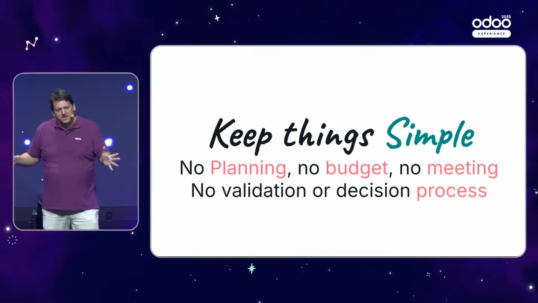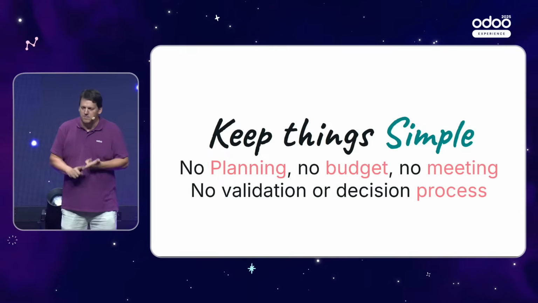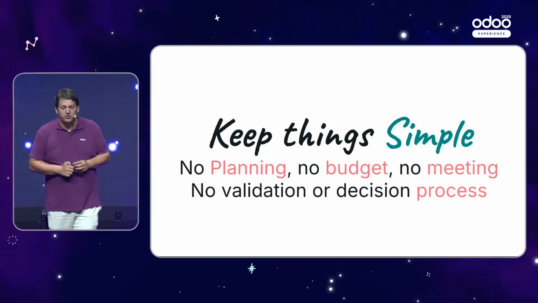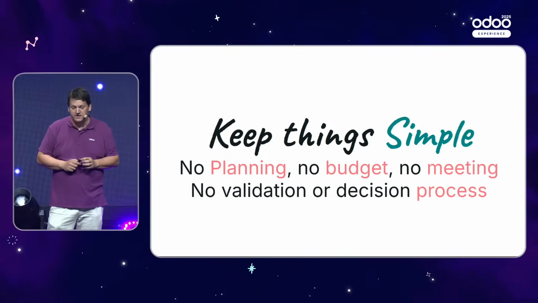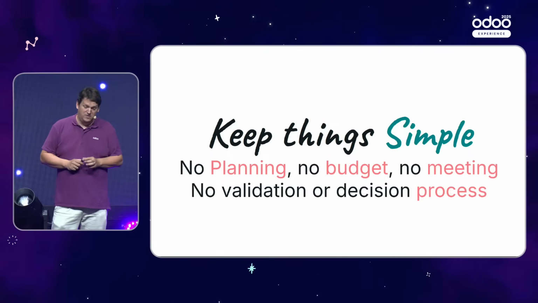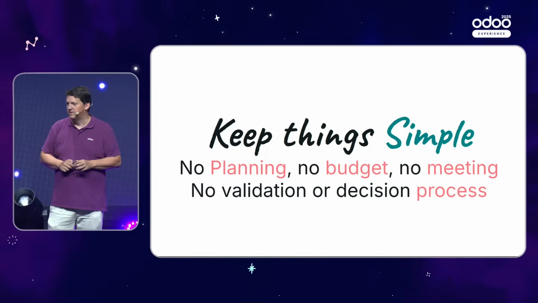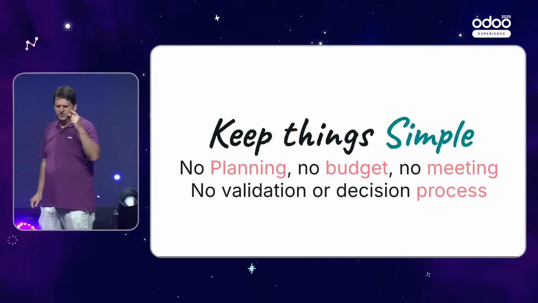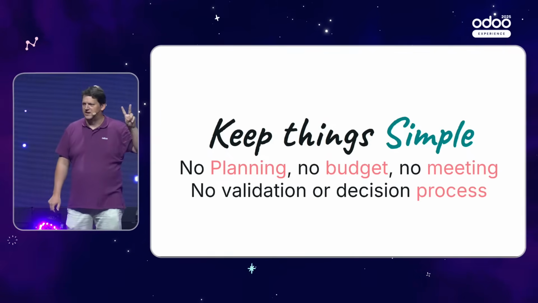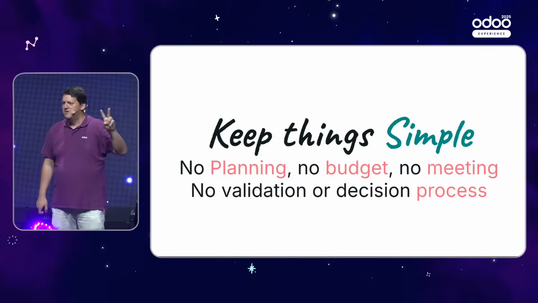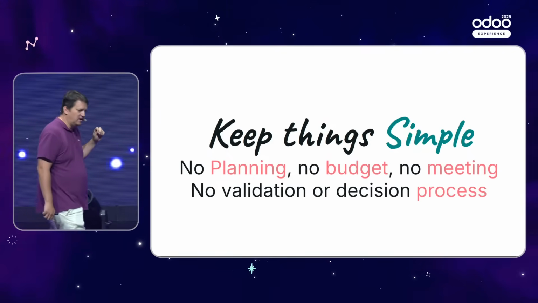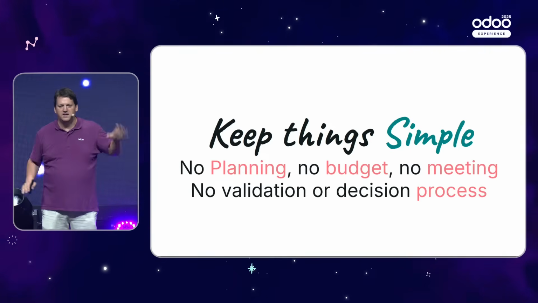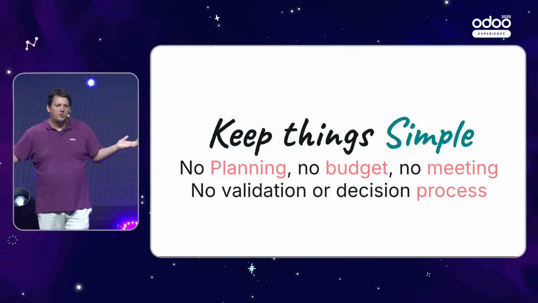So we made everything simple at Odoo. Our product is simple, our company is simple, but we also execute simply. For instance, at Odoo, there is no planning, no budget, no recurring meeting, no validation process, and no decision process. We have a legal department of one person, since a few months there are two. For a company of 6,500 employees with 18 subsidiaries operating in 180 countries, it's quite efficient.